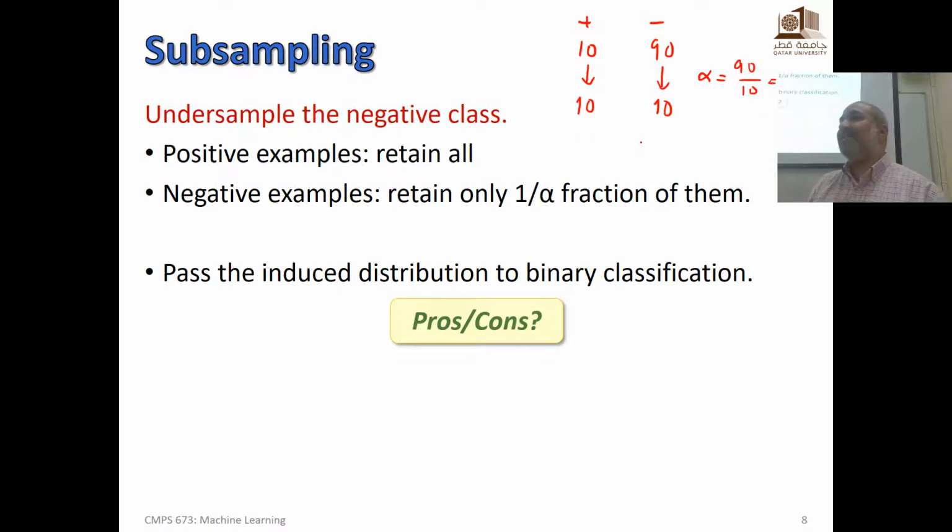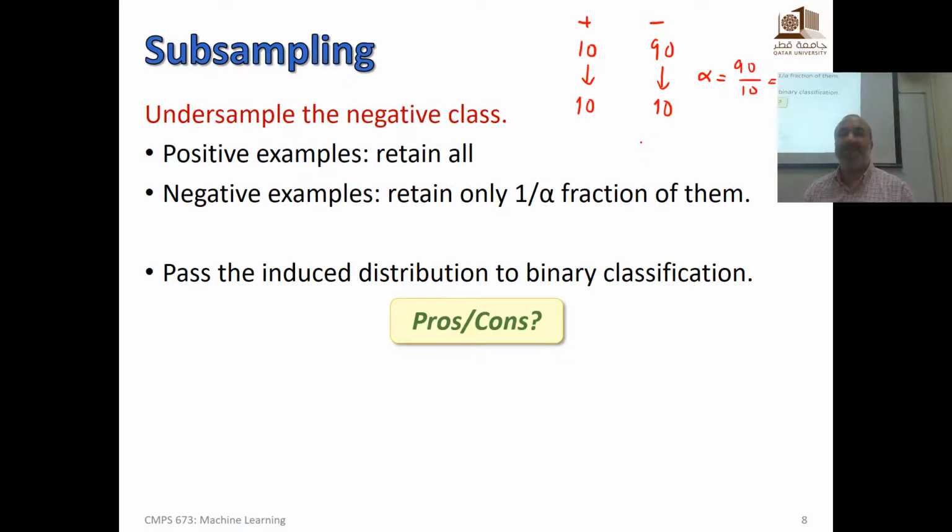Okay, so now we have balanced data. So we can use any binary classifier, right? I mean, without changing. Good. What else? How about time? The time is reduced, right? Yes, time is reduced. Which time? Training. Training time is reduced, right?